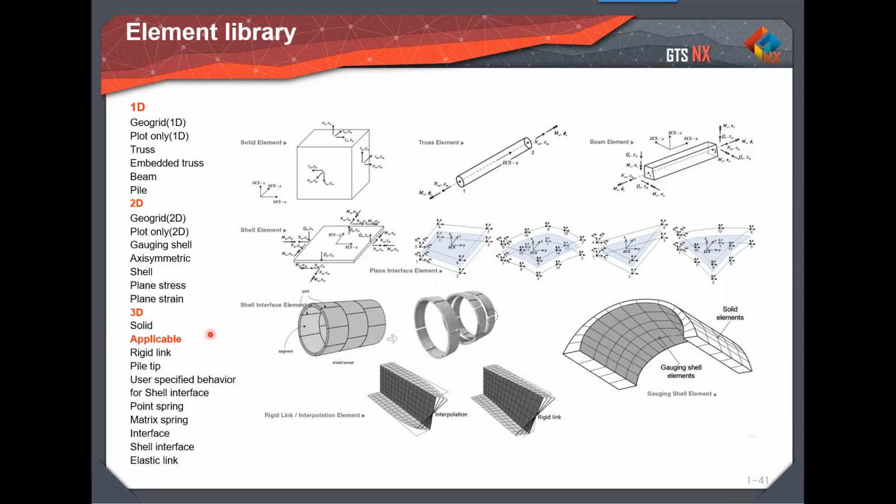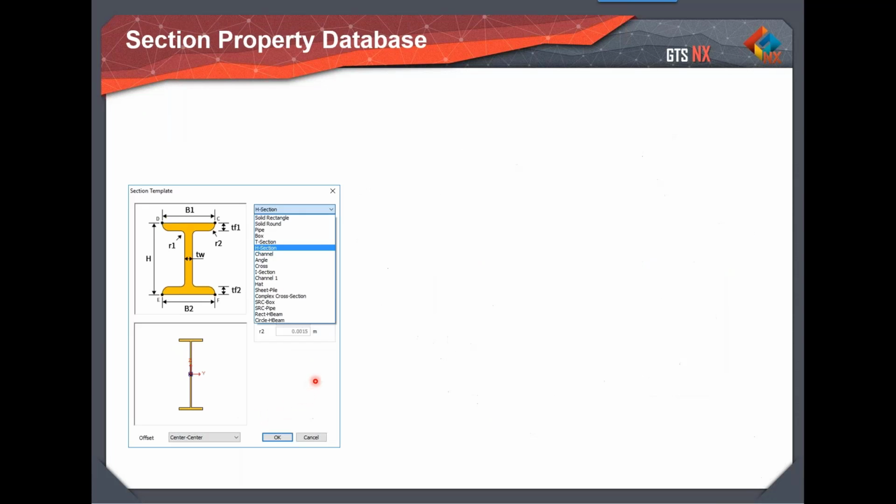And we have various applicable elements like the interface element, the rigid link, the pile tip for tip bearing capacity, and so on. So this will again be helpful in order to model the required behavior the client or the user is interested in. Then this is the section property database.